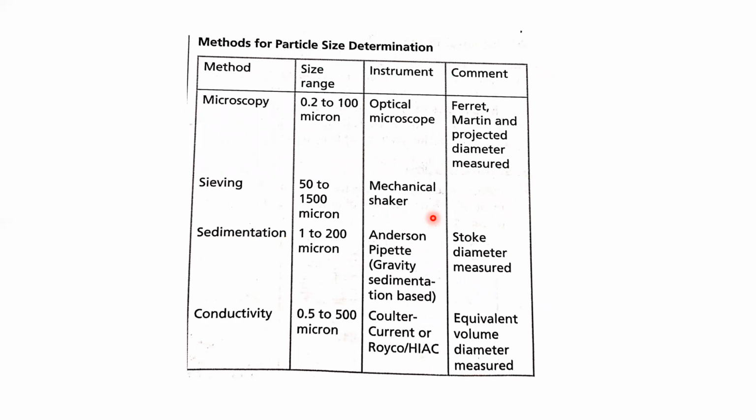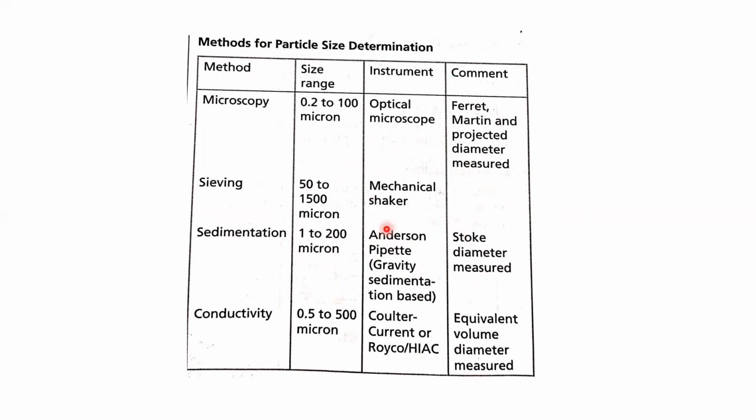Next, what are the methods used to determine particle size? Microscopy, sieving method, sedimentation method, and conductivity method. In microscopy, the particle size range should be 0.2 to 100 microns. Using an optical microscope, we can measure Feret, Martin and projected diameter. Sieving covers 50 to 1500 micron particle size using a mechanical shaker. Sedimentation covers 1 to 200 micron using an Andreasen pipette.